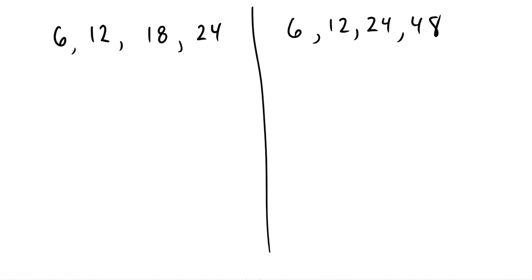I have two sequences up on the screen, one on the left and one on the right. The first sequence on the left is 6, 12, 18, 24. That is an arithmetic sequence because each time I'm adding 6. 6 plus 6 is 12. 12 plus 6 is 18. 18 plus 6 is 24.